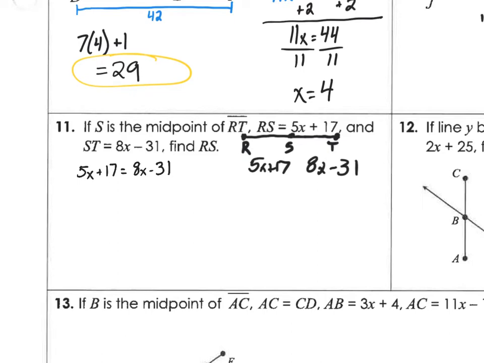Okay, we want to get our x's together, so which one do we want to move? Good. I'll subtract 5x. We add 31 to get the x's by itself over there. Our math here is going to cancel there. It's going to cancel here. 48, good, equals 3x. Divide by 3.